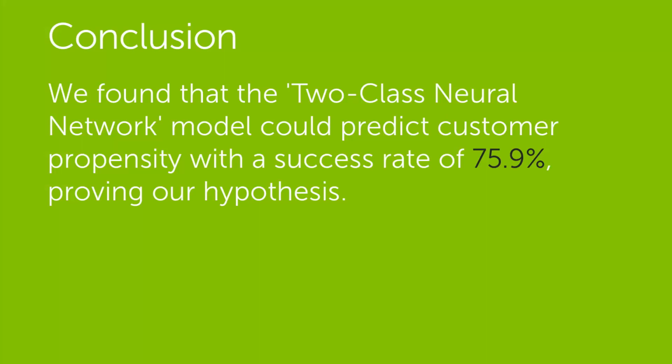The result is that we now have a trained two-class neural network model which can predict customer propensity with a success rate of 75.9%. Which supports our original hypothesis. So our model has proved successful according to the criteria we defined, and we could now explore the options for deploying and consuming the model to make predictions over future customer data.